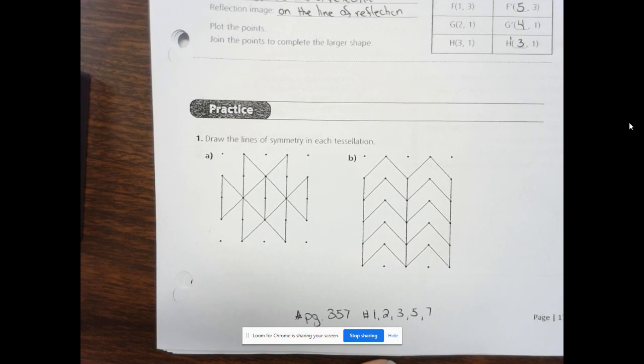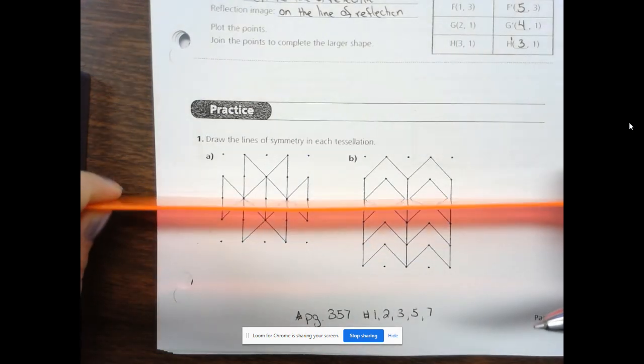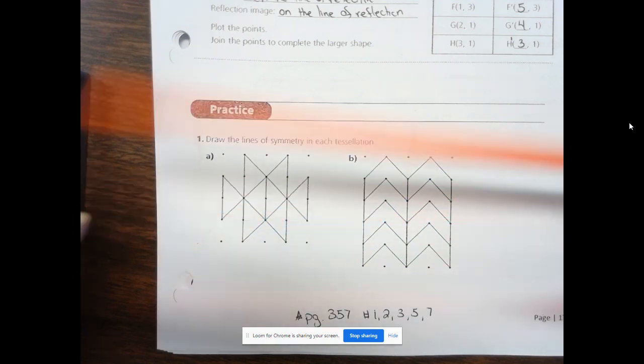Okay, so just a couple more to practice, not on the Cartesian plane, but just draw the lines of symmetry in each tessellation. So where would you be able to cut this shape and it be the same on both sides? Again, you may need to be moving things around to see what you can do.